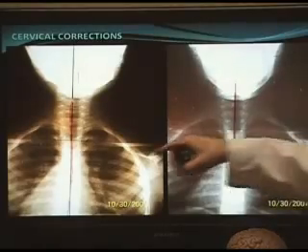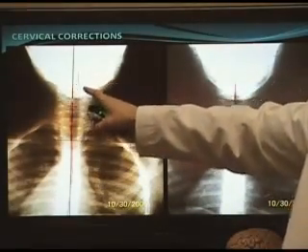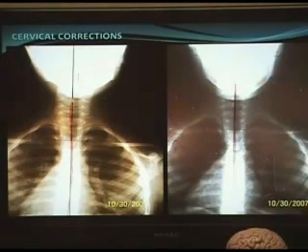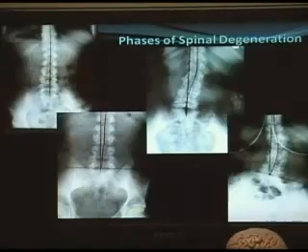This is a little boy with asthma. He had big misalignment up here in the upper neck area, which was putting pressure on the spinal cord and the nerves up there. We restored that structure in through here, and his asthma went down dramatically. He got to the point where he didn't need to use his inhaler anymore.